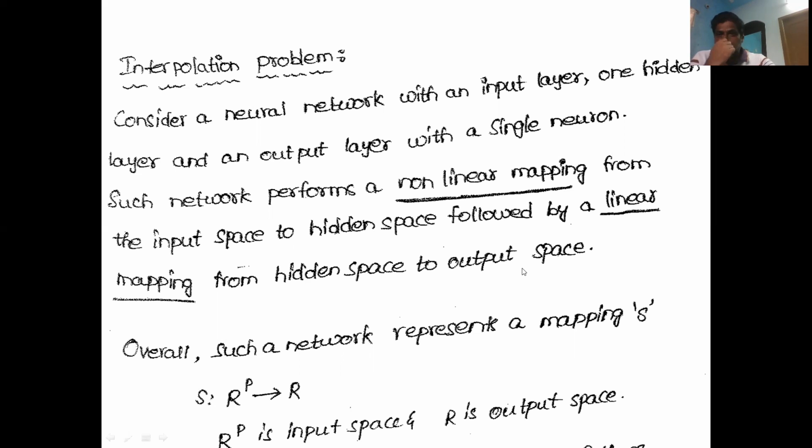If you imagine this as a mapping problem, then you can view that from the input layer to the hidden layer, it becomes a non-linear mapping. It will act as a non-linear mapping. And then from the hidden layer to the output layer, it acts as a linear mapping from hidden space to output space. Okay, so this is what is actually performed with neural networks. Now let us put it in another way. Let us say we have a mapping S that maps R power P to R, where R power P is the input space and R is the output space.